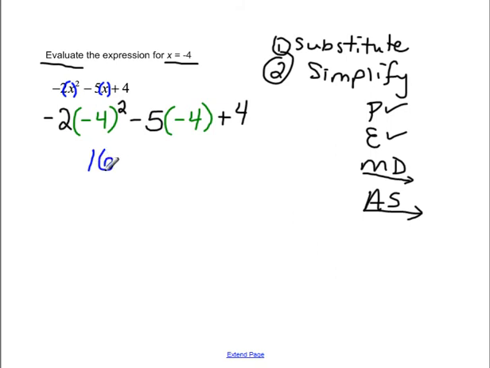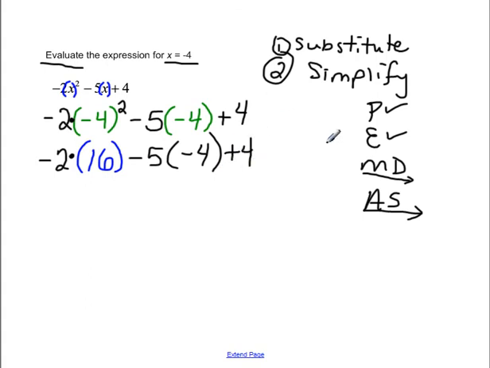Now we have to be careful. We want to leave that 16 in parentheses, because when we bring that -2 down, that -2 still has to get multiplied. Remember, there was multiplication right there between the -2 and the -4 squared. We want to be sure we don't lose that multiplying. I'm going to go ahead and bring down the rest of the problem, because that was just my exponent step, and that was the only exponent we had.